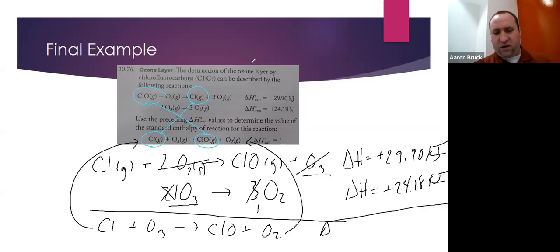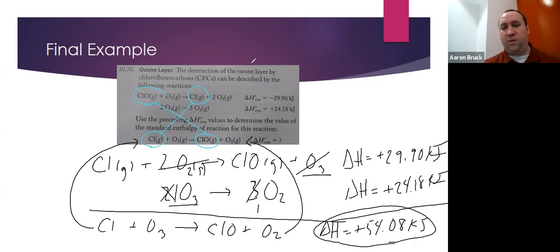The delta H value, I just need to add those 2 together now. 29.90 plus 24.18. Grand total positive 54.08 kilojoules is the enthalpy of that reaction.